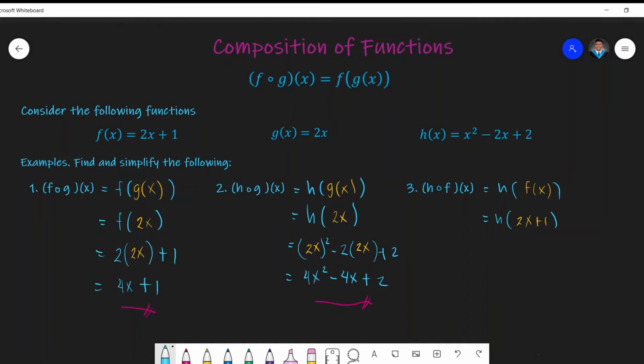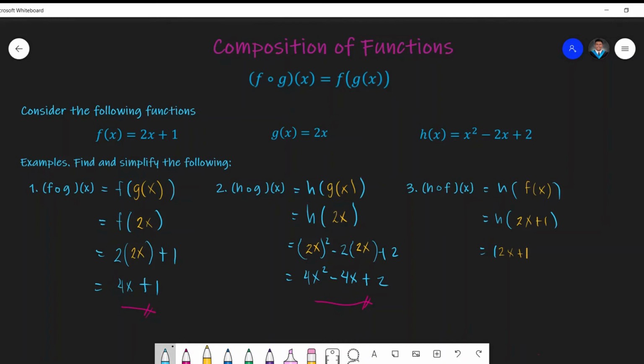So, therefore, to do this, of course, as you can see dito, meron tayong x dito. So ilagay natin, i-replace natin dyan si 2x plus 1. So we have 2x plus 1. Let's use another color. So we have, of course, 2x plus 1, 2x plus 1.